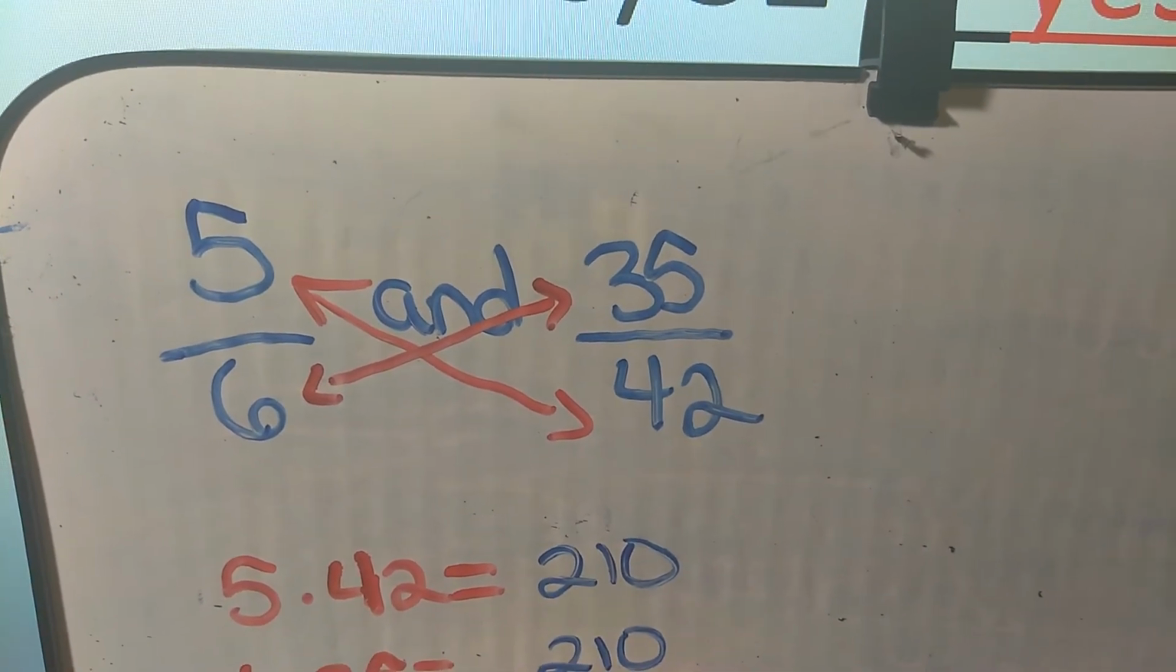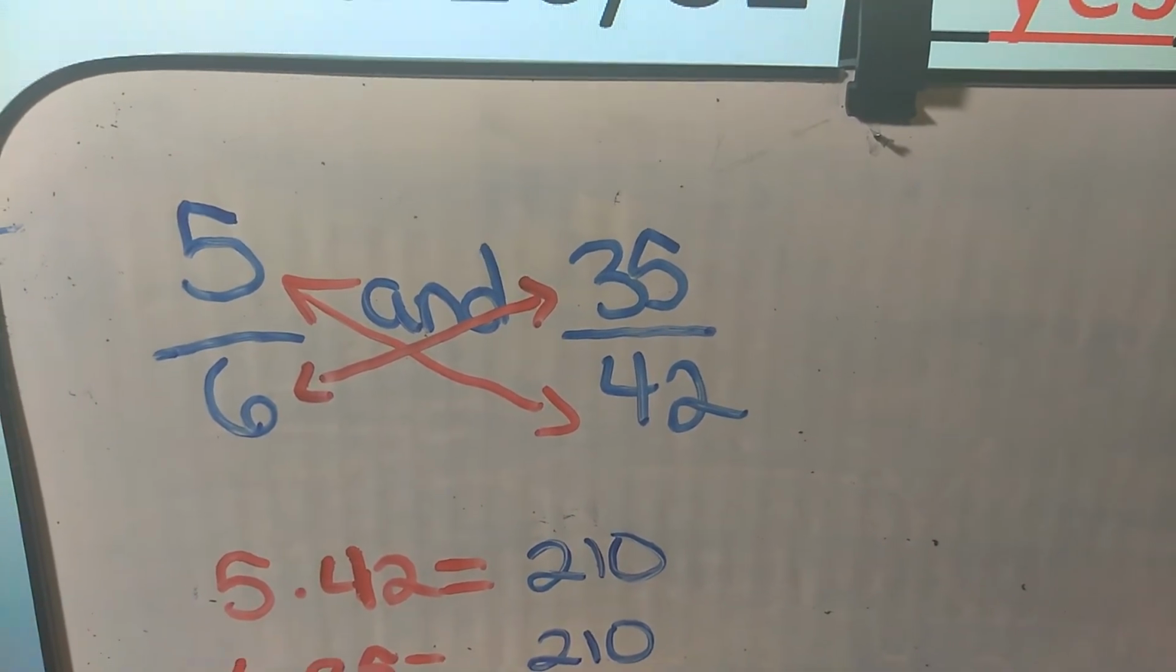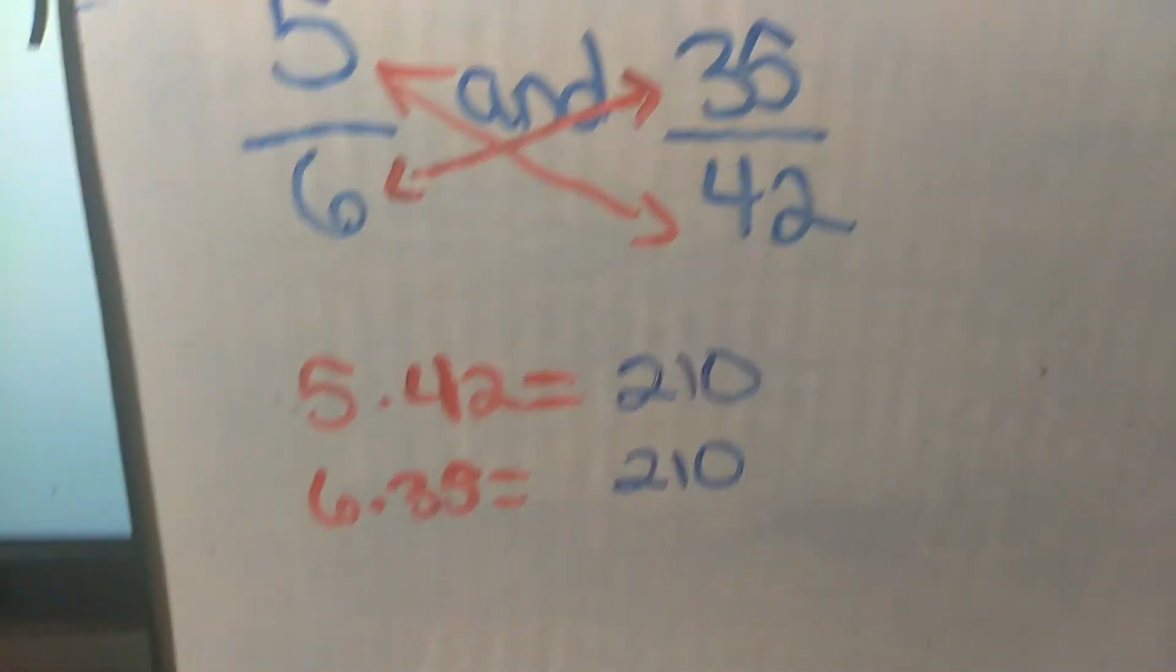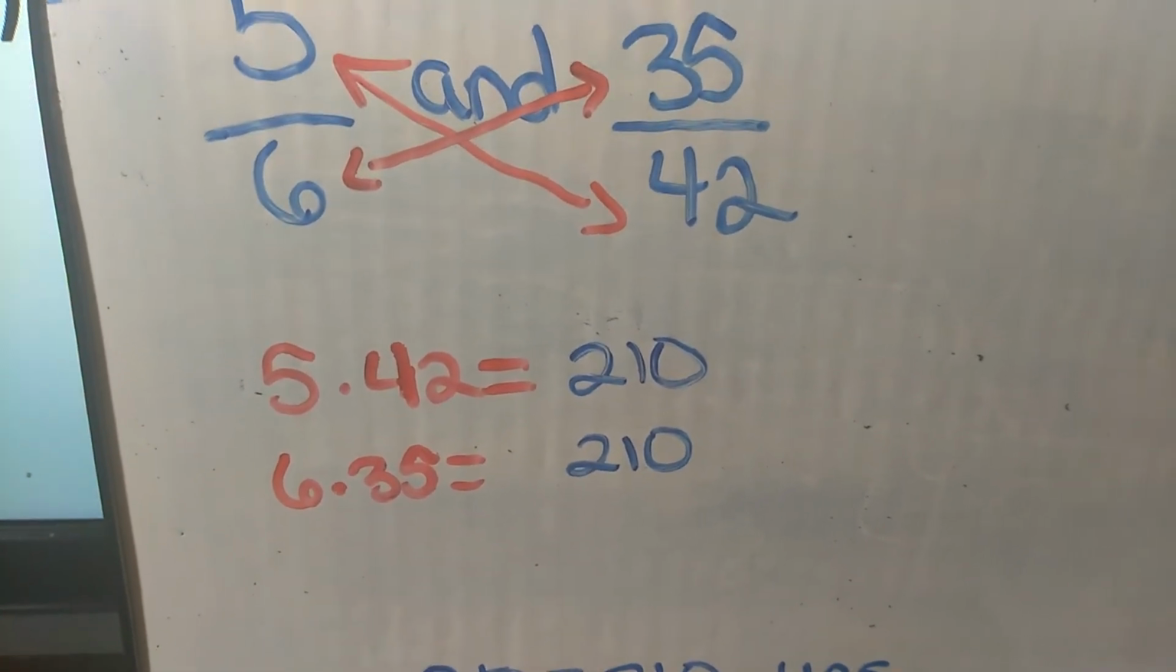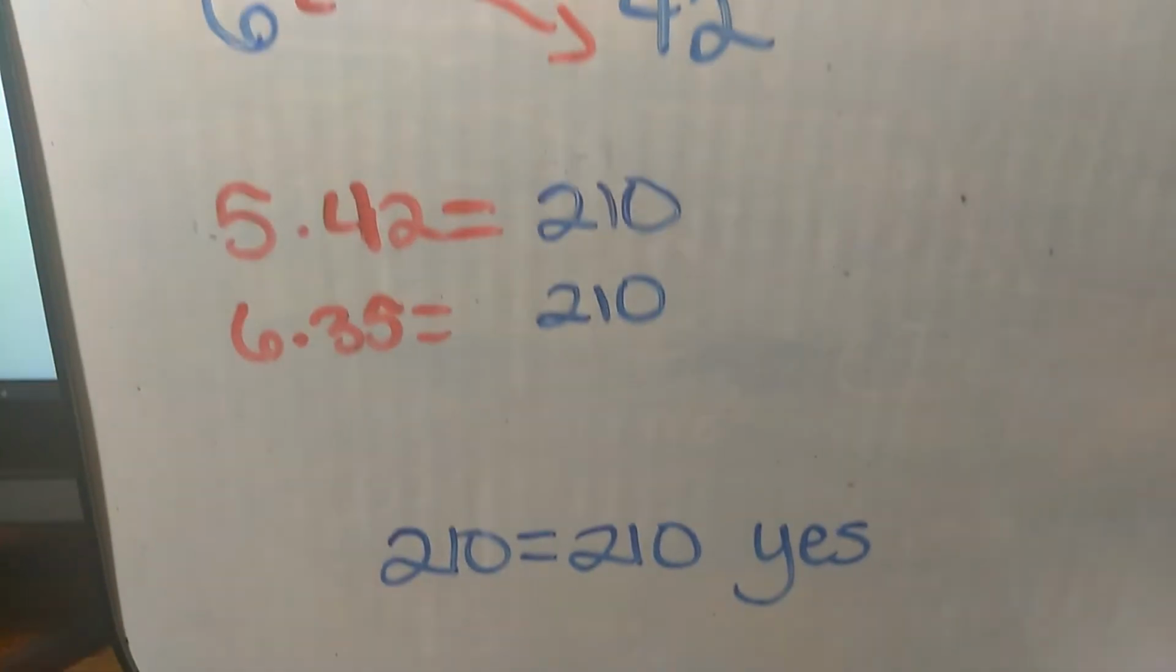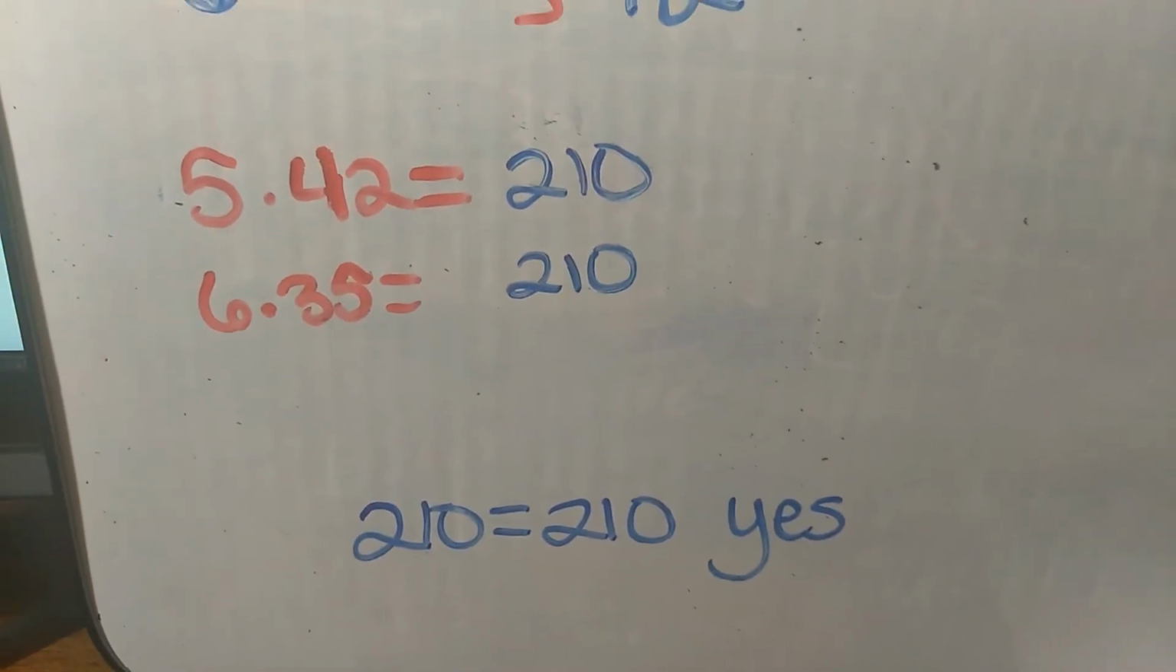Alright, so we have 5 over 6 and 35 over 42. We cross multiply, so it'll be 5 times 42 and 6 times 35, which both equal 210. So therefore 210 is equal to 210. The answer will be yes.